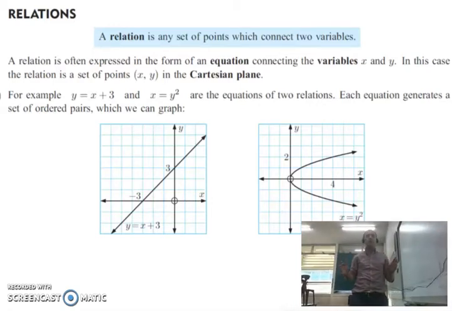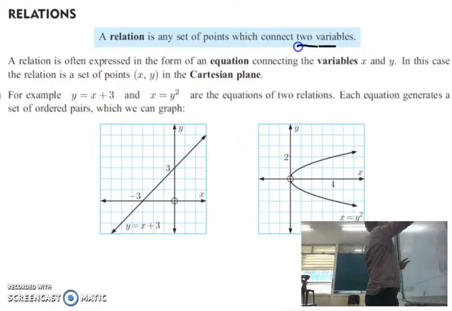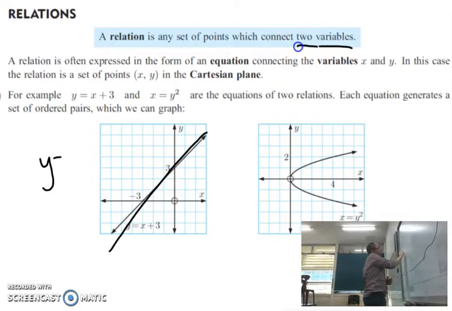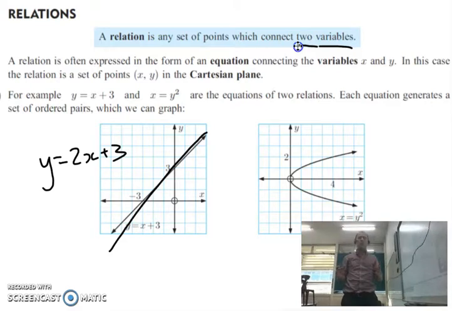We're going to have a look at functions and relations. A relation is any set of points which connects two variables. So if you think about a graph, it might be y is equal to 2x plus 3. There's a relationship there between the x and the y variable.